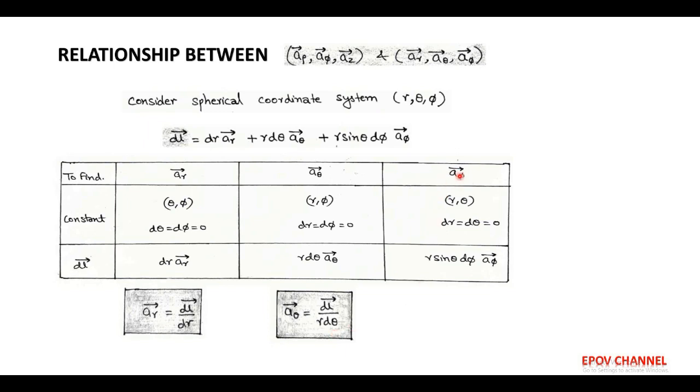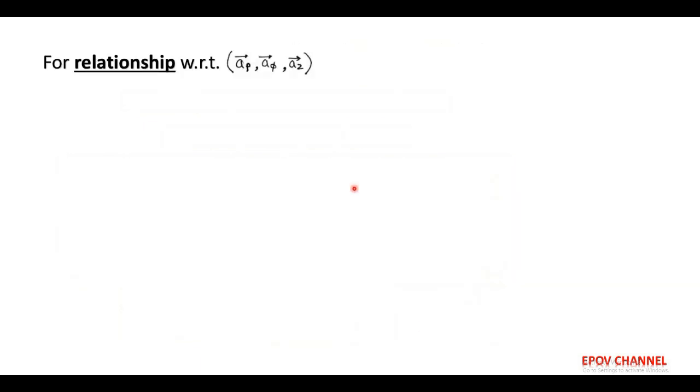Similarly, for unit vector phi, we take r and theta constant and put dr and d theta as 0 in dl vector, and this results in r sin theta d phi unit vector phi. So unit vector phi equals dl vector upon r sin theta d phi. Now these unit vectors of the spherical coordinate system can give a relationship with respect to the unit vectors of the cylindrical coordinate system. For this, we consider the differential length of the cylindrical coordinate system, that is dl vector equals d rho unit vector rho plus rho d phi unit vector phi plus dz unit vector z.